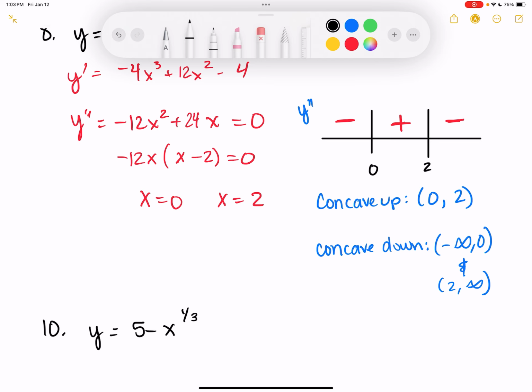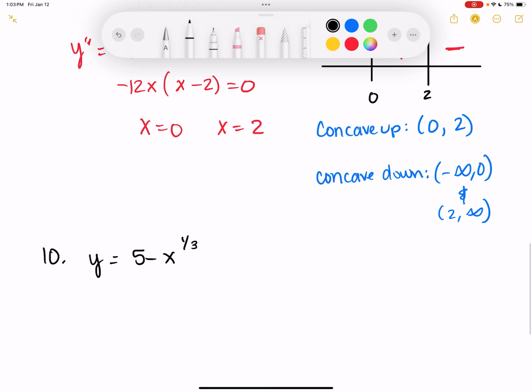Alright, concavity test again. Alright, let's go. So, first derivative: negative 1/3 x to the negative 2/3. Ugh. Oh gosh. Okay. So it would be 3/9. Oh, can we reduce that? How about 2/9? Positive 2/9.